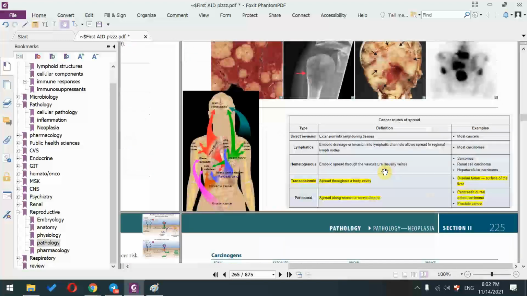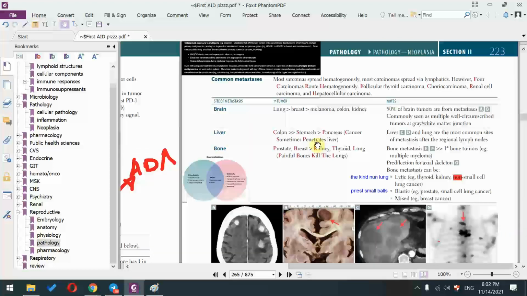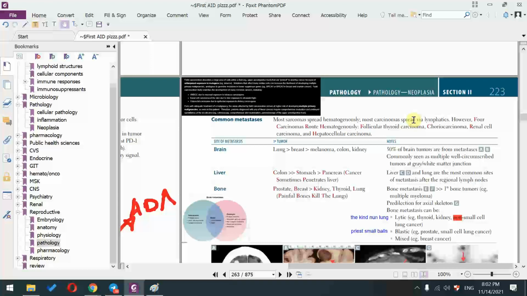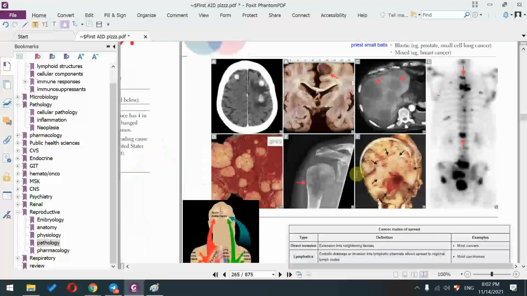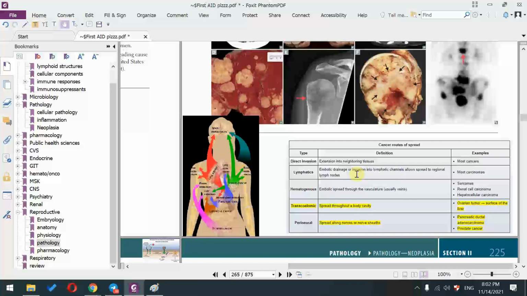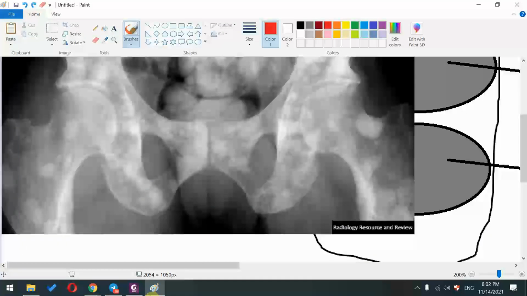Okay, so let's take a look. I want you to know one more thing. I spoke about lymphatic being the most common pathway for carcinoma to spread, and blood being the most common route for sarcoma to spread. But there is one more way you need to know about. It's called seeding, okay? So what is this seeding? What does it mean? Well, let me give you an example.